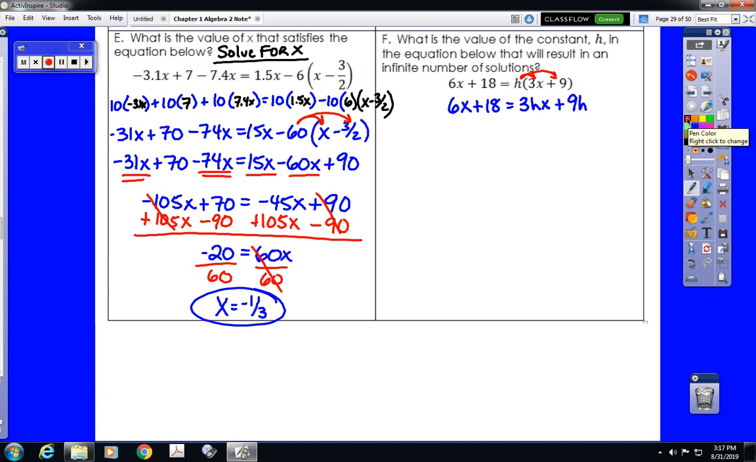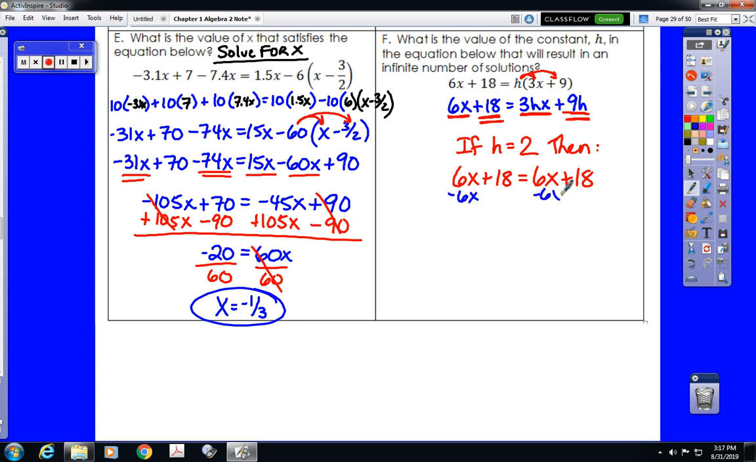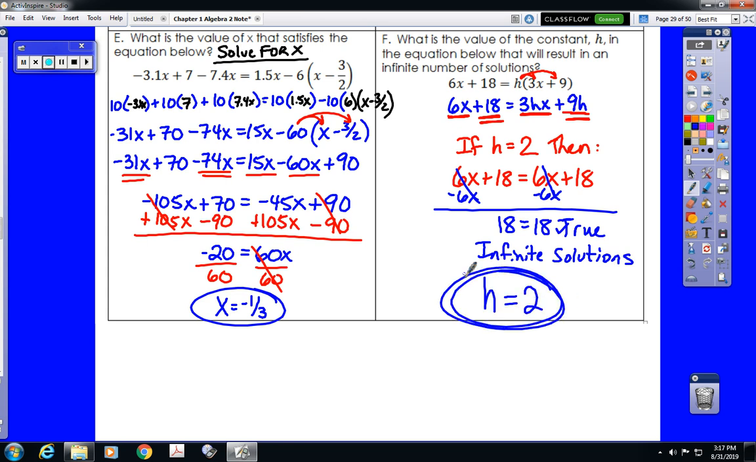So in order for this to be equal, those 2 terms have to be equal, and those 2 terms have to be equal. And if h equals 2, then this equation is 6x plus 18 equals 6x plus 18. And when we subtract 6x from each side, it drops out, leaving us with a true statement, which would be what we're looking for because that would mean infinite solutions. So the value that we're looking for here is h equals 2.